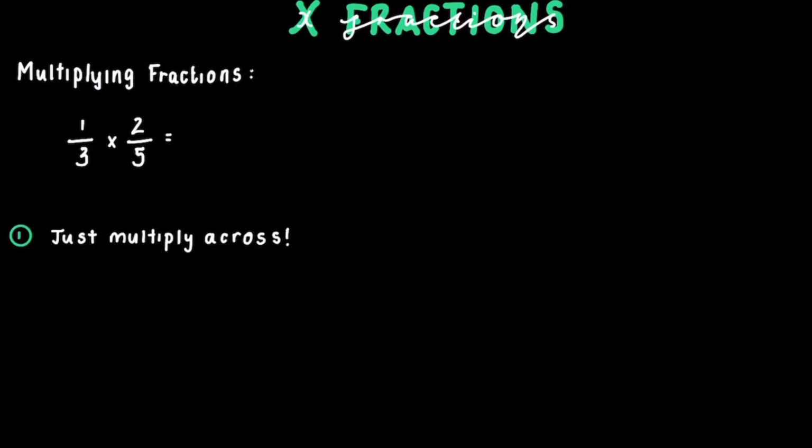So the first and pretty much the final step is just to multiply across. You times the numerators by each other and you times the denominators by each other. So we have 1 times 2, I'm just writing it out in a longer form so we know what we're doing, and then we have 3 times 5. So in our answer, for the numerator, it's going to be 1 times 2, which is 2, and for the denominator, it's simply 3 times 5, which is 15. So that gives us an answer of 2/15.